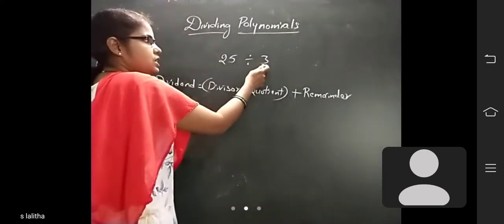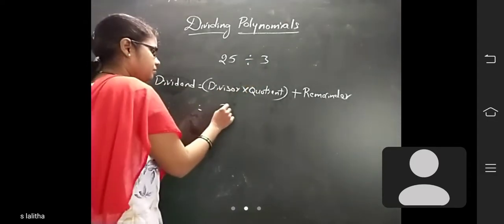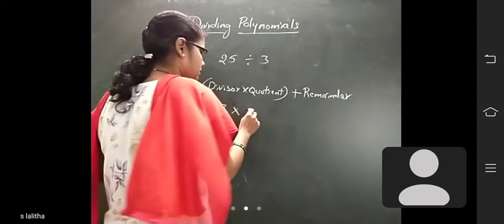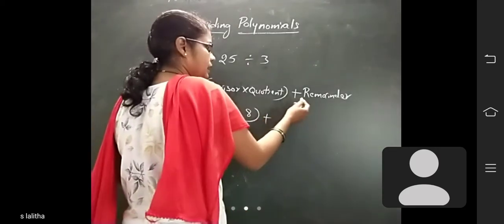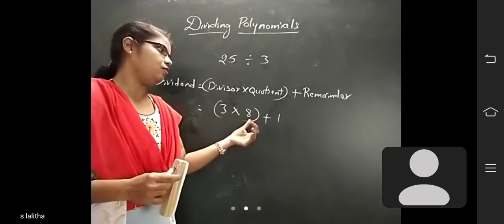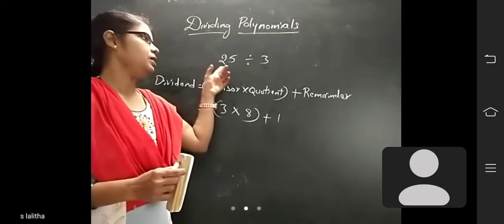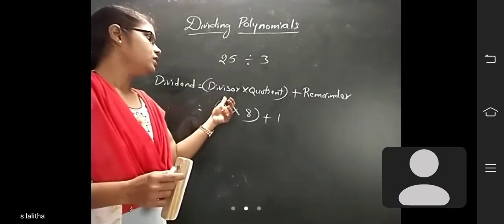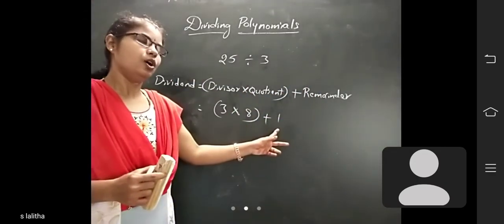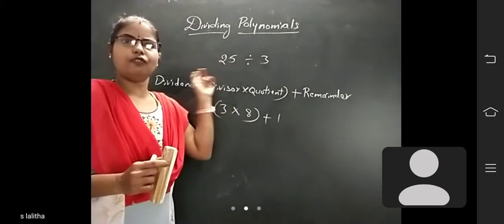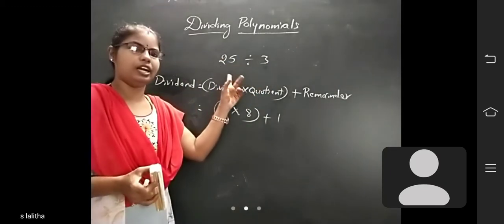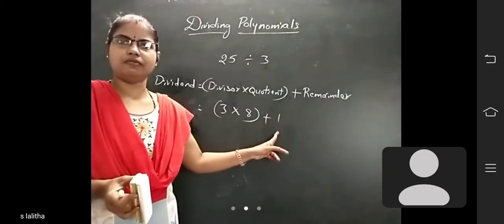So what is the divisor here? 3 into quotient. What quotient will we get? 8 plus remainder. What will we get? 1. So 3 eights are 24 plus 1 is 25. Dividend is equal to divisor into quotient plus remainder. Here the remainder is 1, so 3 is not a factor of 25. Why? Because here the remainder is 1.